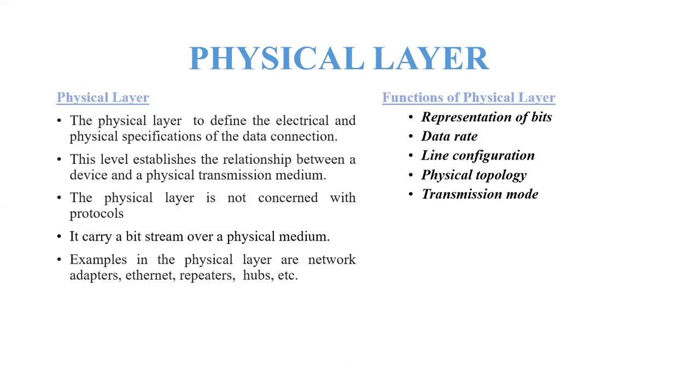Well, let us see about the physical layer. The physical layer is the first and foremost layer, which comes at the bottom. It is used to define the electrical and physical specifications of the data connection. It is the one through which the data is delivered in the form of electrical signals. This level establishes the relationship between a device and a physical transmission medium. The physical layer is not concerned with protocols and it carries a bit stream over a physical medium. Examples of the physical layer are network adapters, Ethernet, repeaters, hubs, etc. The functions of the physical layer are representation of bits, data rate, line configuration, physical topology, and transmission mode.